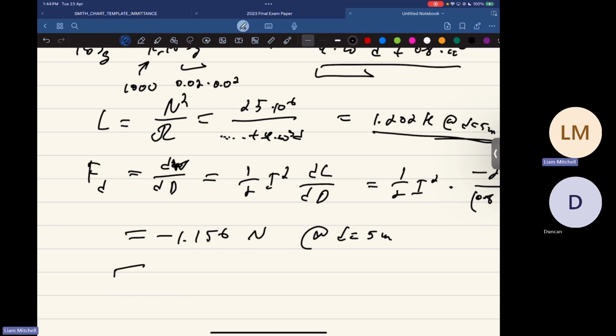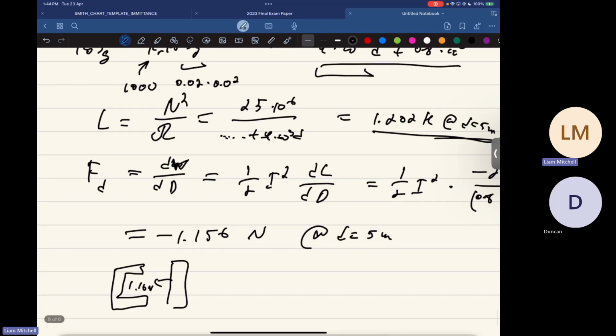So the magnet is trying to pull this in with a force of 1.16 newtons. If this were positive, it would be pushing it away.